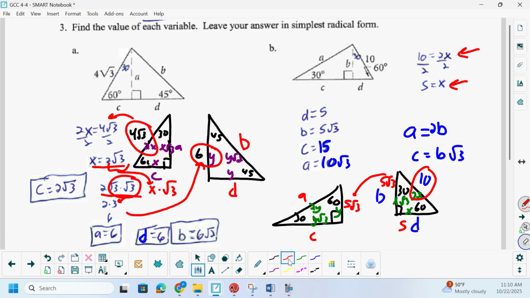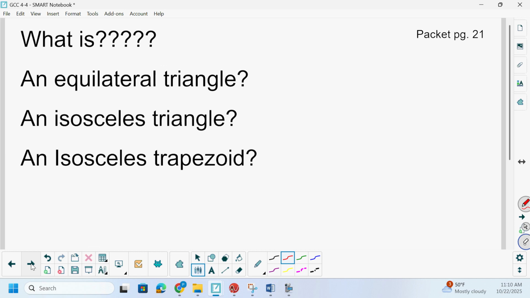We're going to practice this same special right triangle stuff today, but within some other figures. So if we flip to the next page in our packet, which I believe is page 21, we just need to review a couple shapes and things we know about those shapes. So as I draw in these, make sure to draw them on your packet so you have them as a reference. So what is an equilateral triangle?